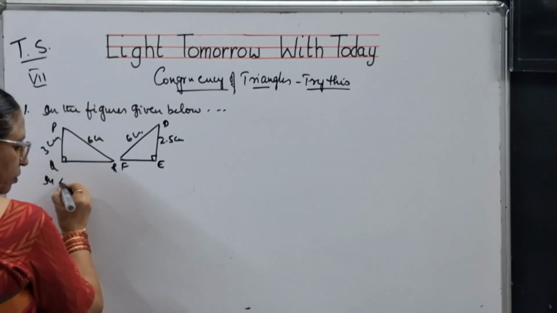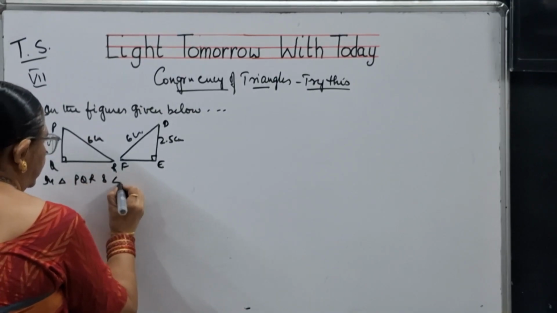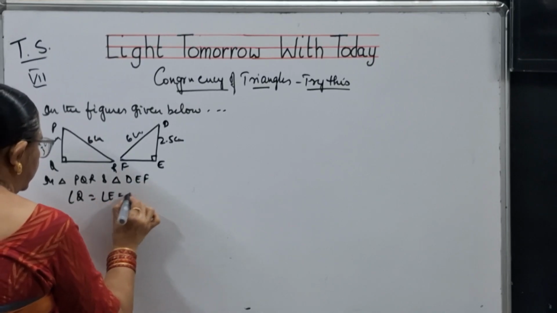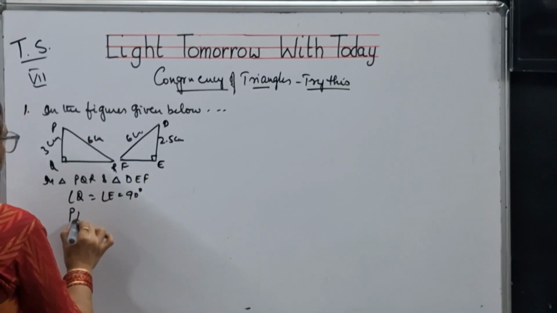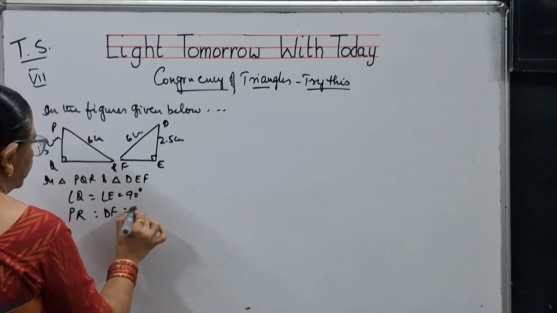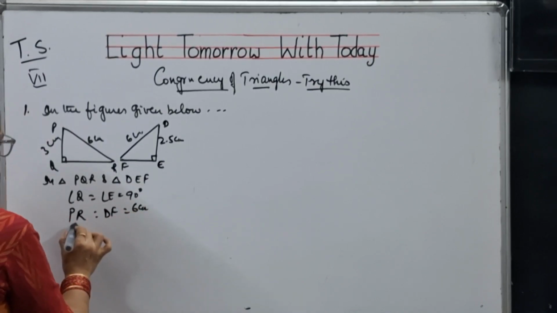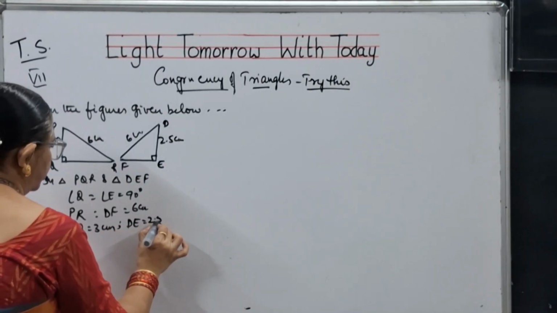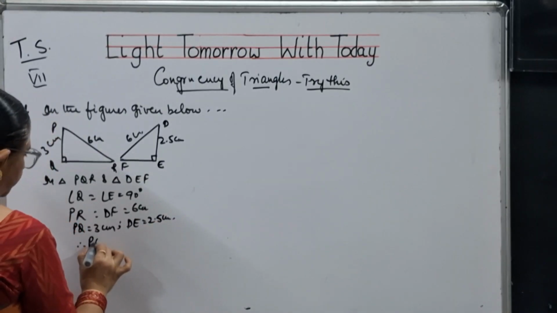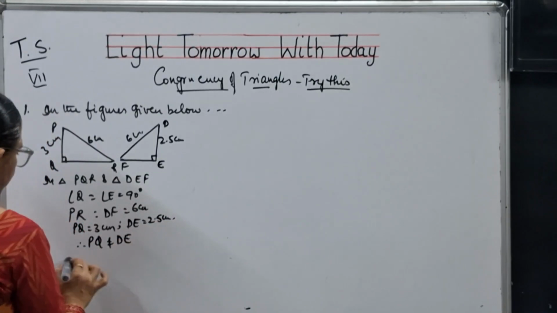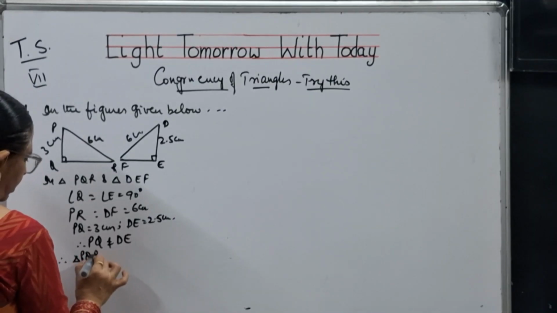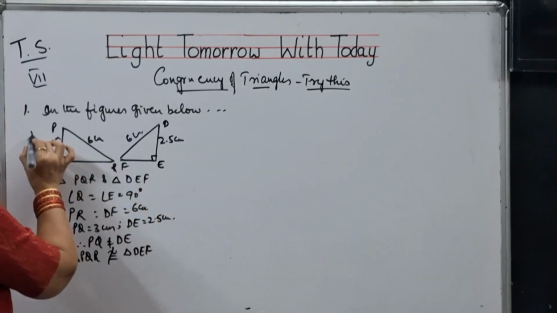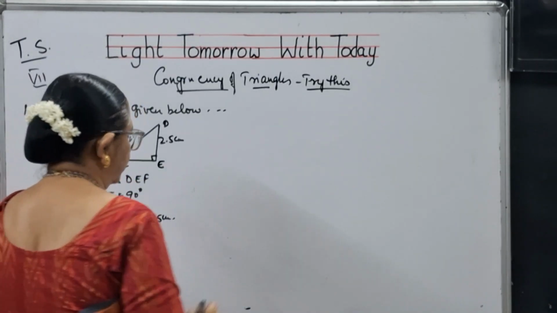Let us see. In triangle PQR and triangle DEF, angle Q is equal to angle E, 90 degrees, and PR is equal to DF, 6 centimeters. But PQ is equal to 3 centimeters, DE is equal to 2.5 centimeters. Therefore, PQ is not equal to DE. Therefore, triangle PQR is not congruent to triangle DEF. This is the first figure given to you, children.